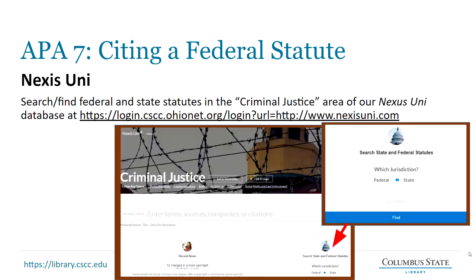uscode.house.gov/popularnames/popularnames.htm. You can search and find federal and state statutes in our database, Nexis Uni, under Criminal Justice at library.cscc.edu/NexusUni. Okay, now I'll talk about federal statute references.